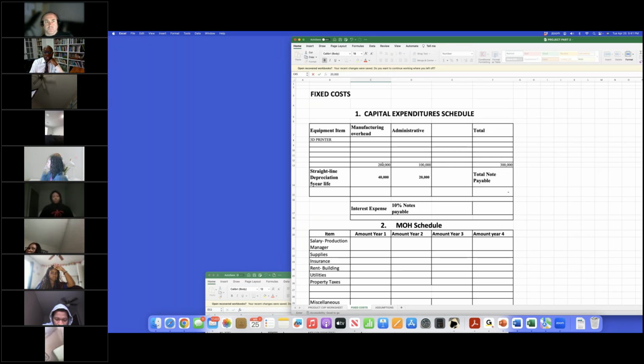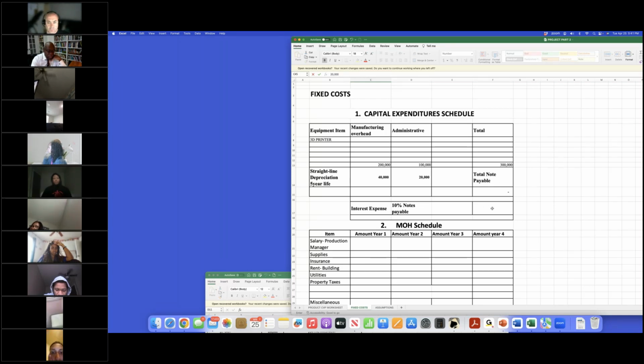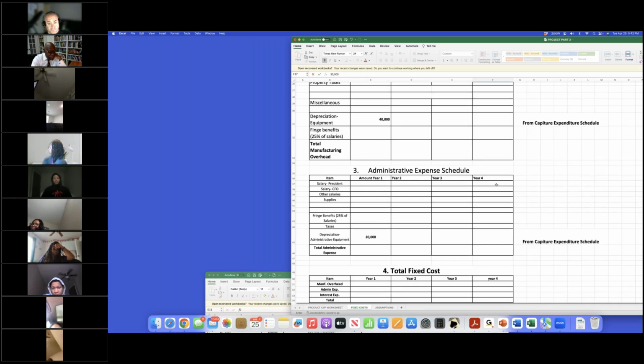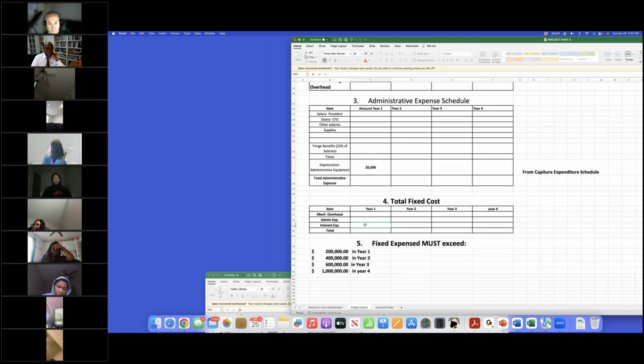I want you to charge a 10% interest rate. So the interest expense in this case would be 30,000. So whatever your project is, you're taking 10% of this cost and coming up with the interest expense. And that's going to be the interest expense that's going to be in your total fixed cost. So you've got to calculate that.